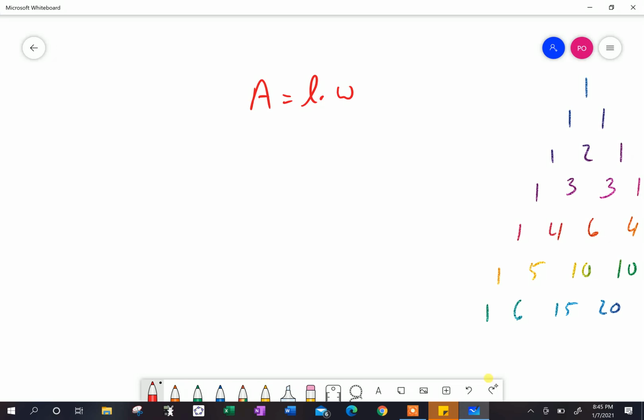So here's a quick video on squares, and you might be wondering why on earth I'm talking about squares, because I'm talking about square numbers. And let's take a look.